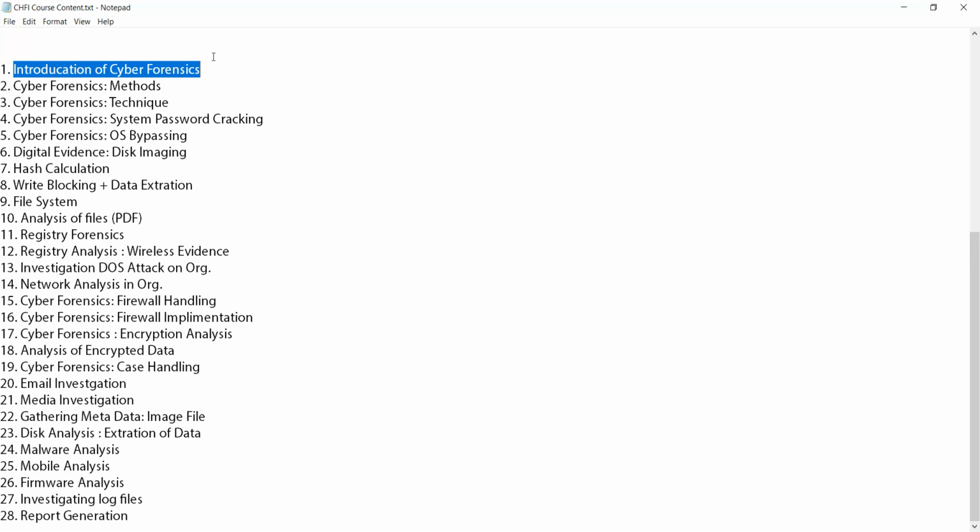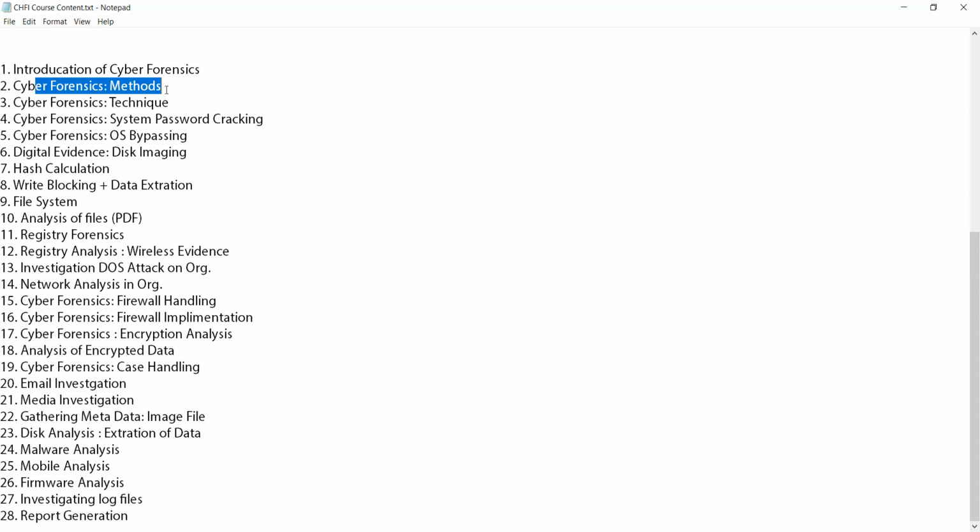The next module is cyber forensics methods. In this module we are going to cover the different types of techniques and methods to handle a case, and the different things involved in cyber forensics as well as computer forensics. For example, the different types of challenges you face as an investigator when you handle a case.